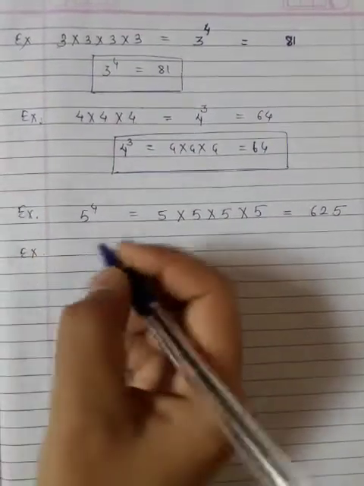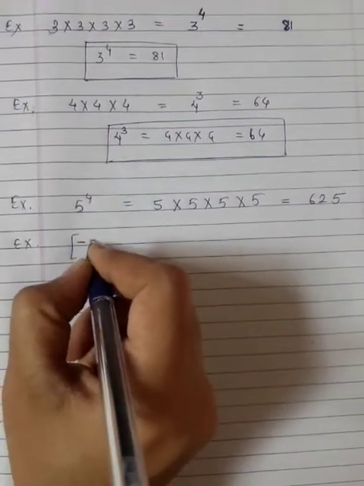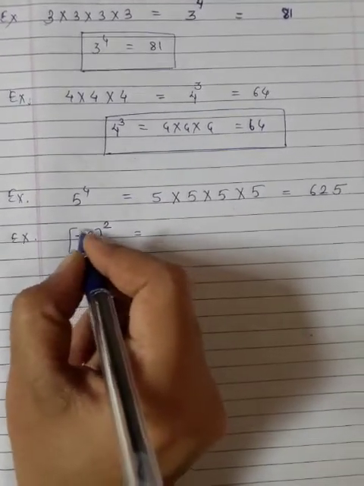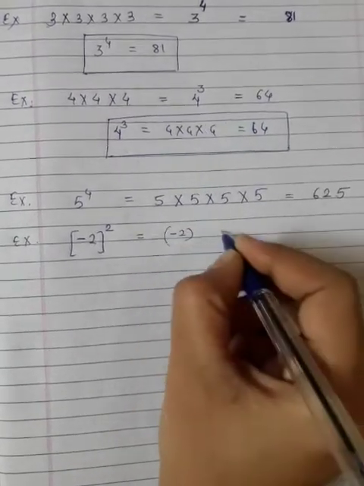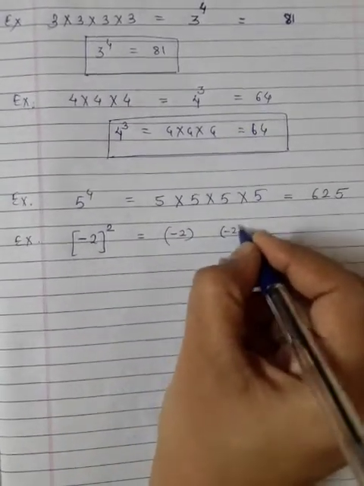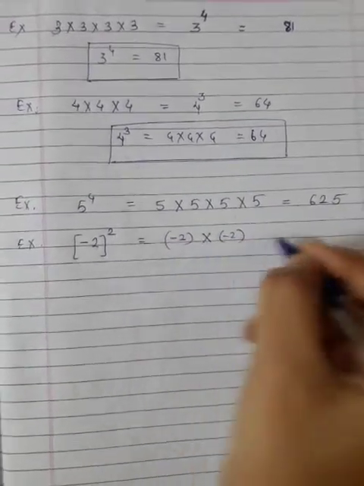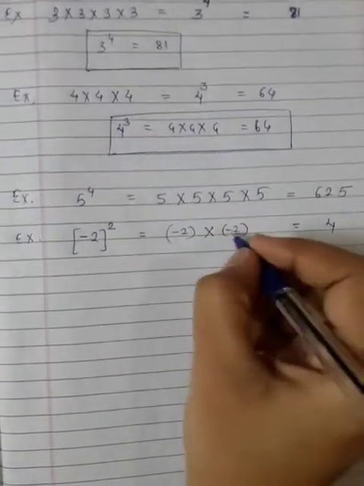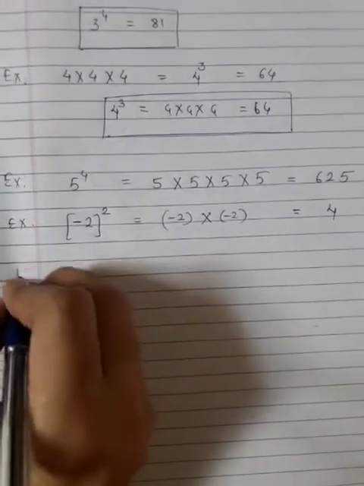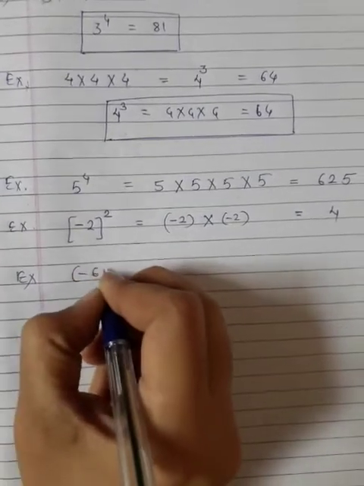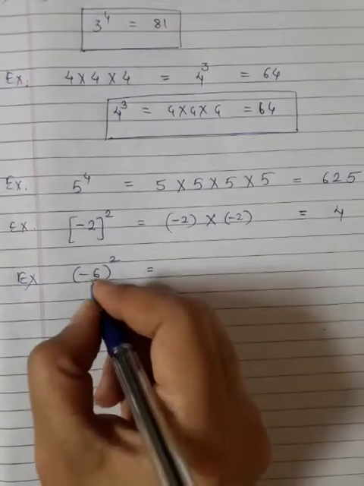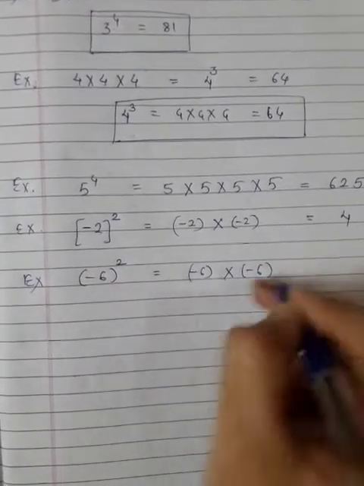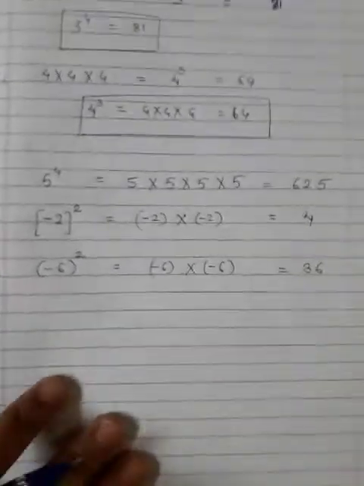Again take one more example. Suppose we have minus 2 raised to 2. Means we multiply this minus 2 how many times? 2 times. Now we know minus 2 into minus 2 is 4, minus minus plus, 2 into 2, 4. Suppose we have minus 6 raised to 2. Multiply minus 6 how many times? 2 times. So minus 6 into minus 6 gives you 36.